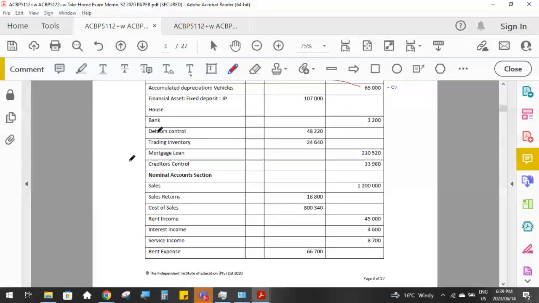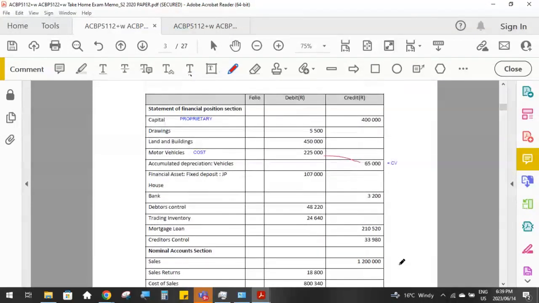Then we've got debtors control, which is also an asset. Trading inventory is an asset. We've got mortgage loan and creditors control. Those two are both liabilities. Mortgage loan is a non-current liability and creditors control is a current liability. So remember, if you're lucky and they give you a debit column and a credit column for your pre-adjustment trial balance, you can easily identify which are assets and which are liabilities.